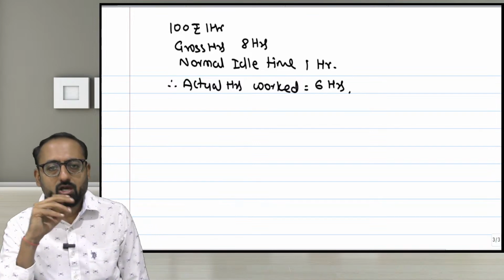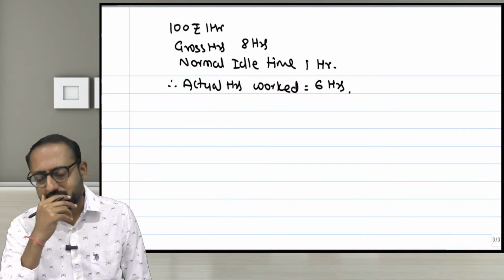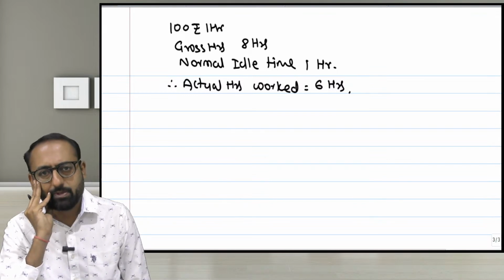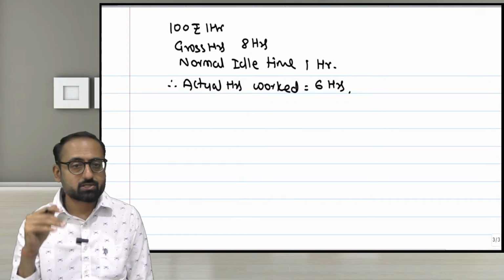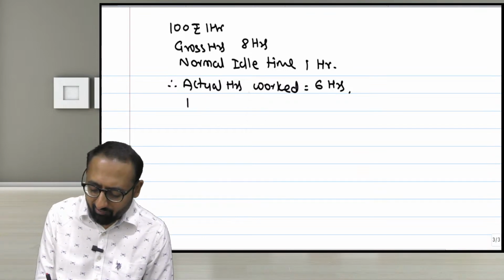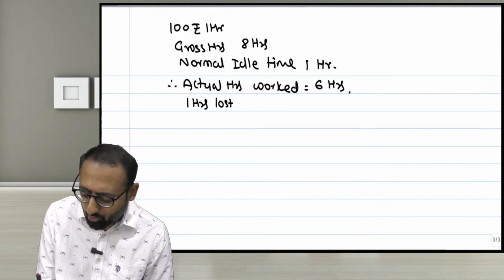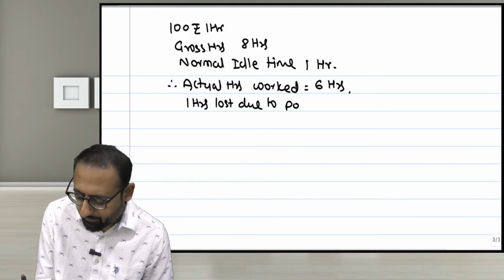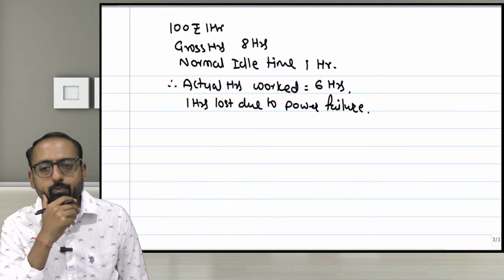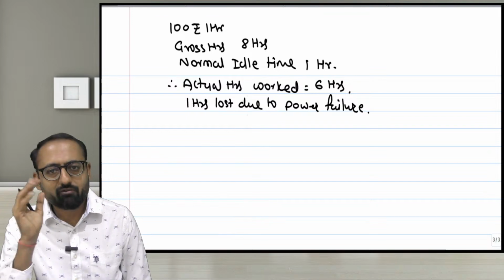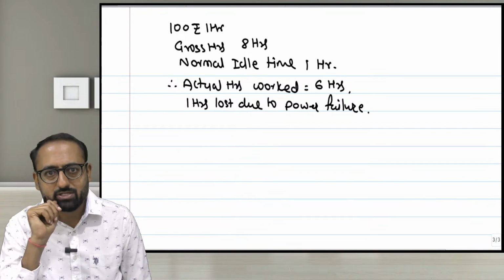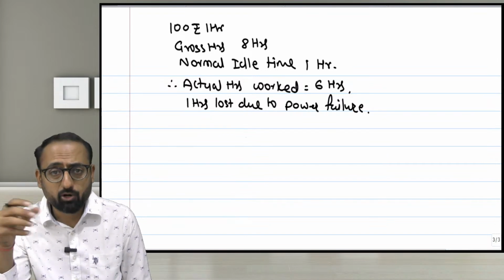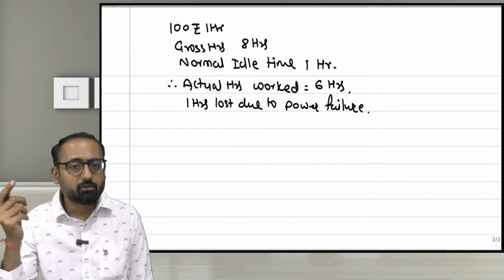You can check that Darshan is present in the factory for 8 hours. 1 hour is the normal idle time: tea break, lunch break, coffee break, and refreshment break. But the actual time is 6 hours. It is given in the question, 1 hour extra is lost due to power failure. Total hours are 8, 1 hour is normal idle time, so normally he should work for 7 hours, but actually he has worked for 6 hours. The 1 hour extra loss because of power failure, machine breakdown, etc. will be an abnormal idle time.